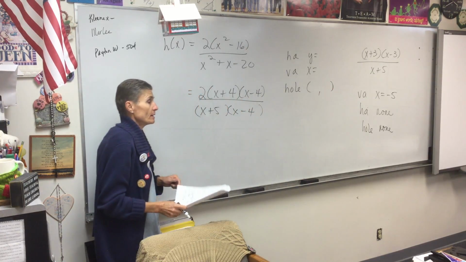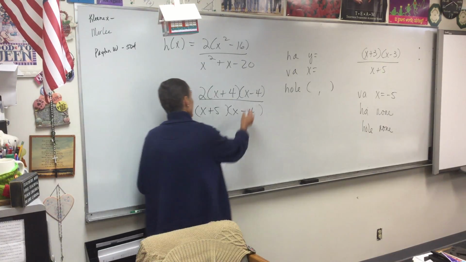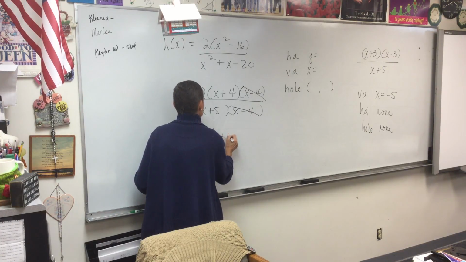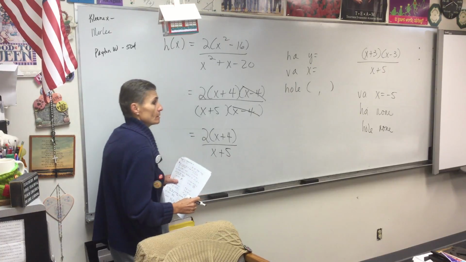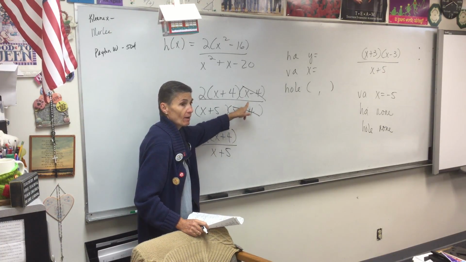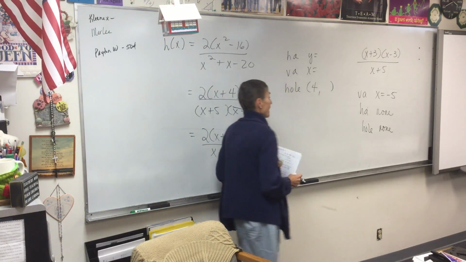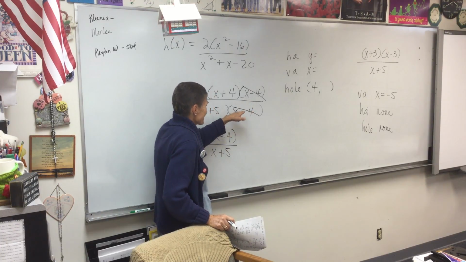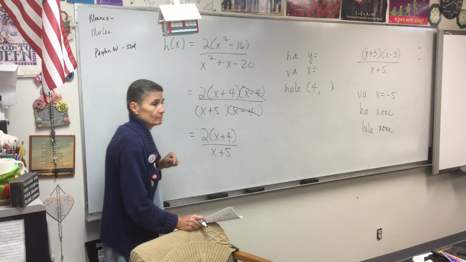I'm all set up, ready to go. Oh, what do you notice? We can cancel. And as soon as you cancel, you know you're going to have a hole. Now, where will the hole be? Look what you canceled out. +4. So my hole is going to have an x-coordinate of +4 because that is the root or the factor that I canceled out.